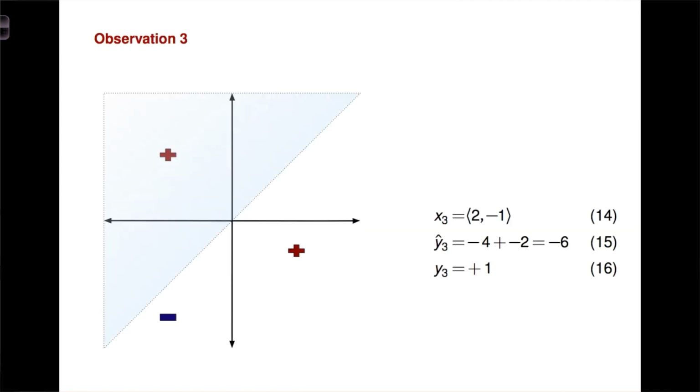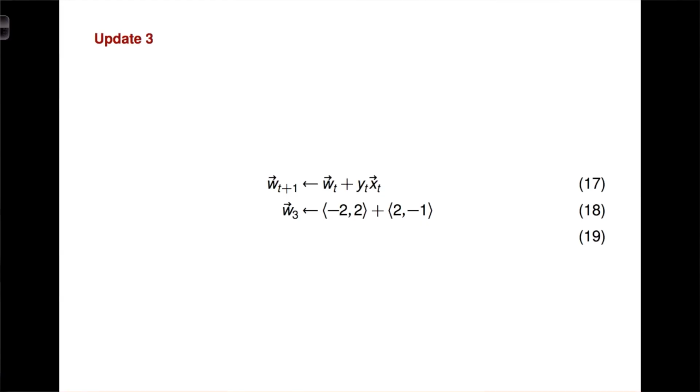So a new observation comes in. It is at 2, -1, and our dot product is now going to be -6, so we make a mistake. So now we're going to take the sum of the vector -2, 2 and the vector 2, -1. We add those in together, and we now get the weight vector 0, 1.